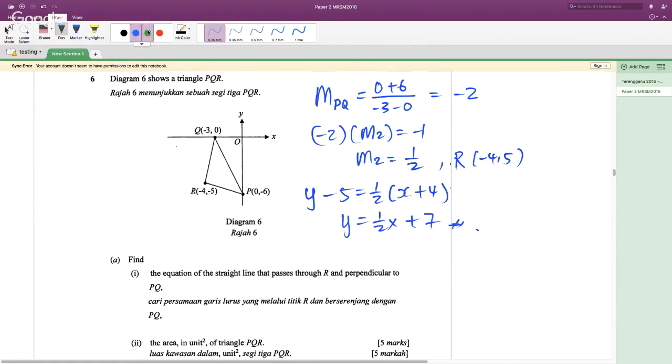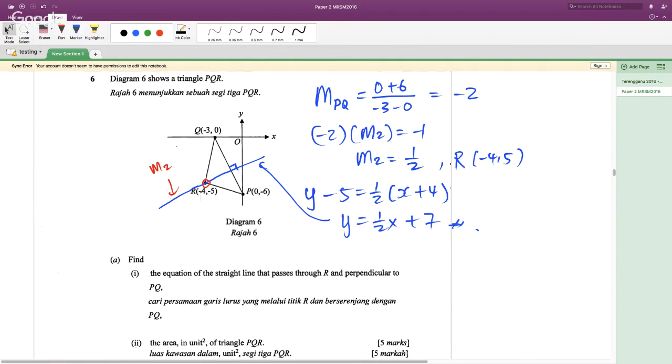If you can't visualize it, of course I can draw it out. You have a line which passes through R and is perpendicular to PQ, and you are finding this equation. To find it, you need two pieces of information. First, you need the gradient of this straight line. Second, you need to know that this straight line passes through one coordinate, which is R.